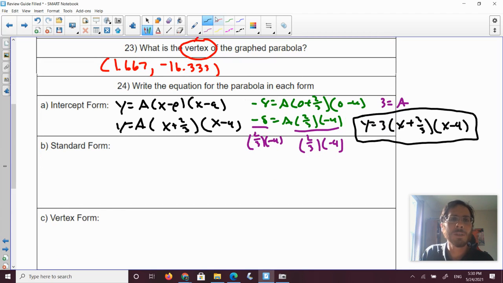thing. So for the next part, we have to get standard form. To get standard form, we're going to multiply this out. That's all we have to do to get from intercept form to standard form. Well, that doesn't seem too bad. Again, I'm going to take x and multiply that by this x minus 4. I'm going to take 2/3 and also multiply it by the x minus 4.